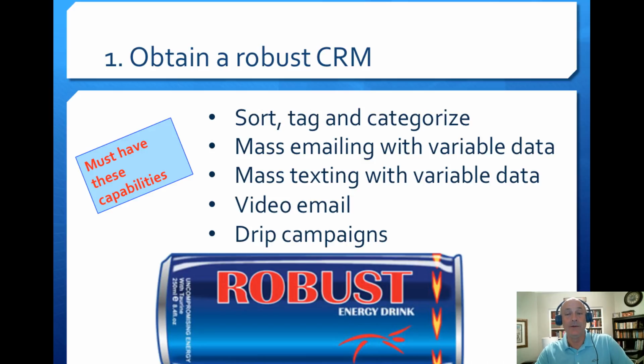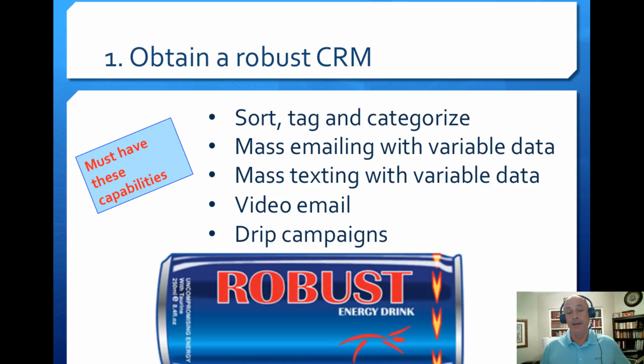Mass texting with variable data, particularly if you are attempting to reach millennials, anybody under the age of 40. They are much more responsive to text messages, certainly more so than to email messages or voicemails. Video email, if it's not going video, it's already video. So we need a CRM that's capable of including videos in our distribution.